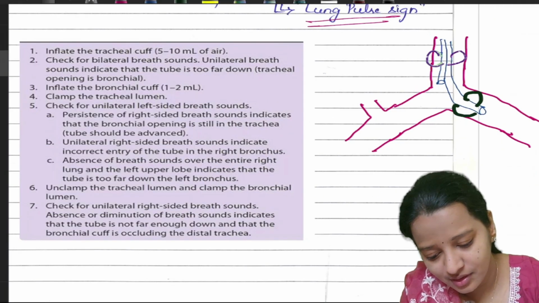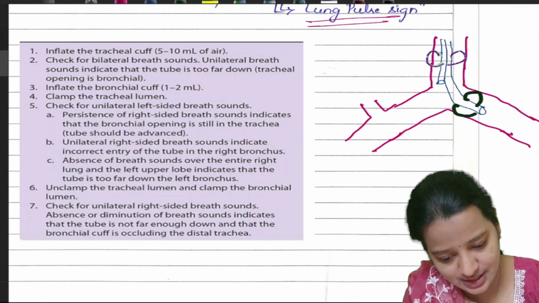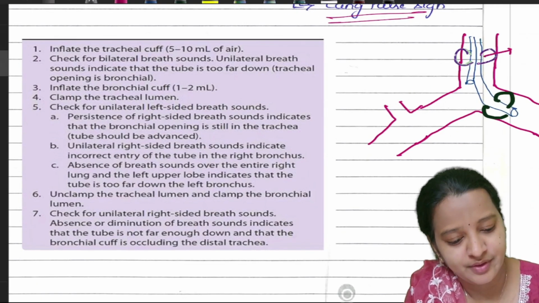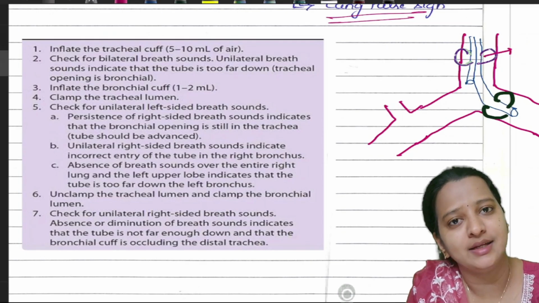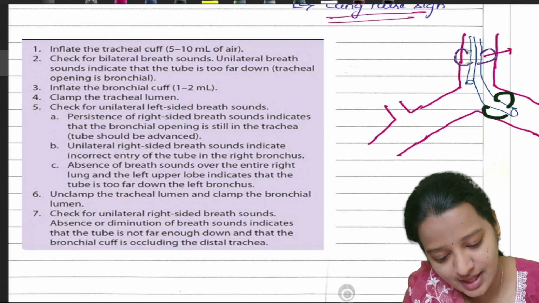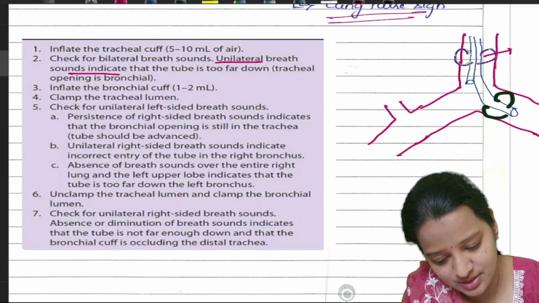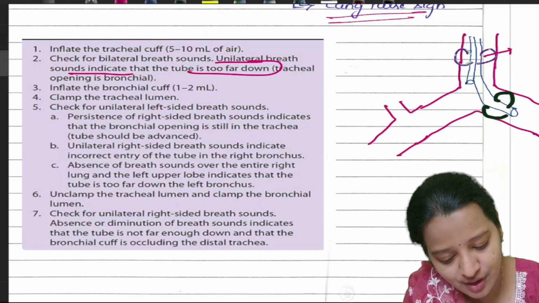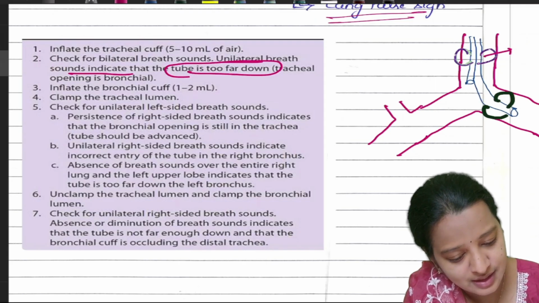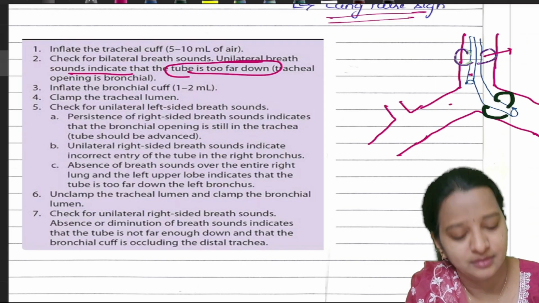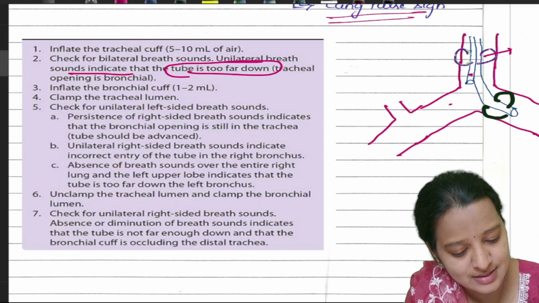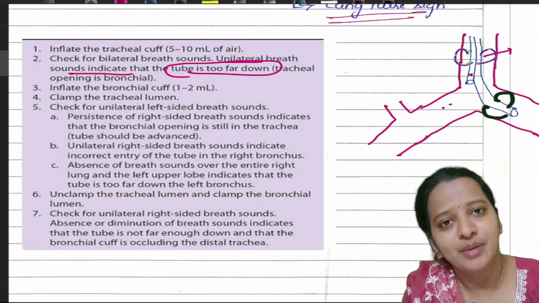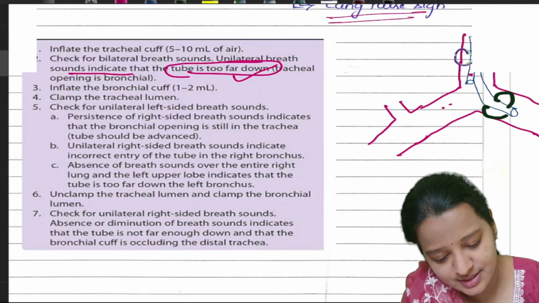So now let us go for each scenario. First I am inflating the tracheal cuff. Then I have to hear bilateral air entry. If there are unilateral breath sounds, that means I'm hearing only one side. That means the tube is too far down. This part has gone into either this side or this side. The tube is far down, so I have to bring it back. Done. The first scenario is done.